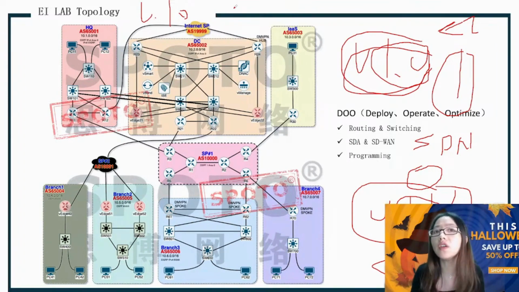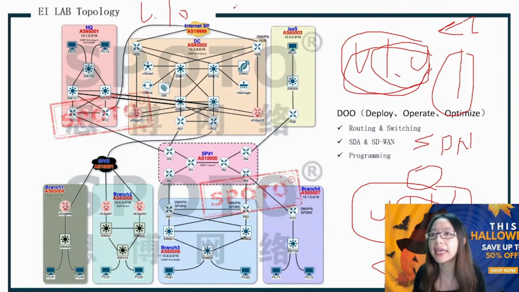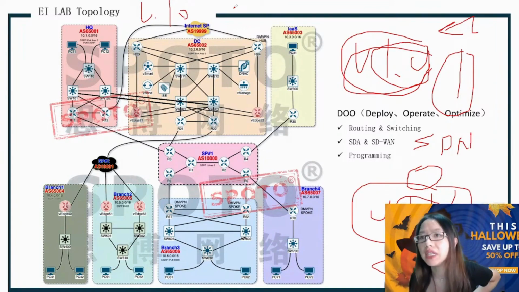Today our focus is on the requirement analysis of the EI lab topology. The CCIE EI lab topology changed a lot. Sorry, I can't answer this question in detail, because now we can't get the complete new version. But once we have the complete updated version, we will provide you the material.